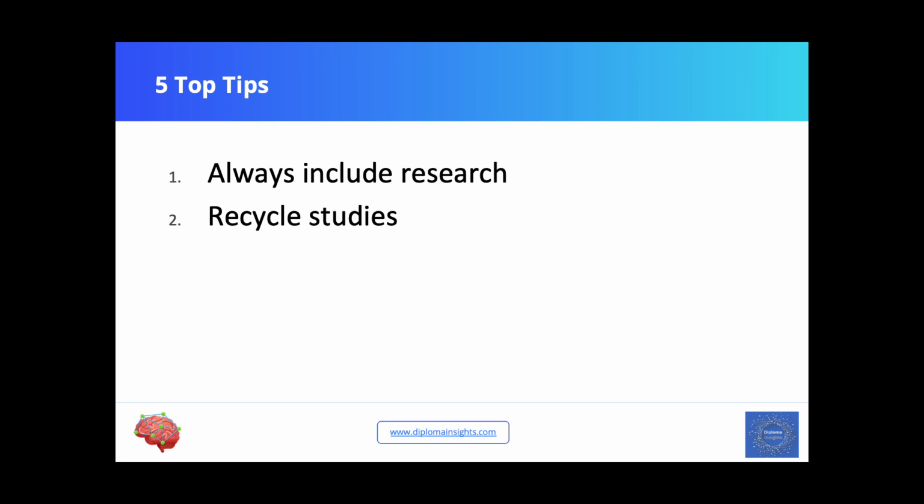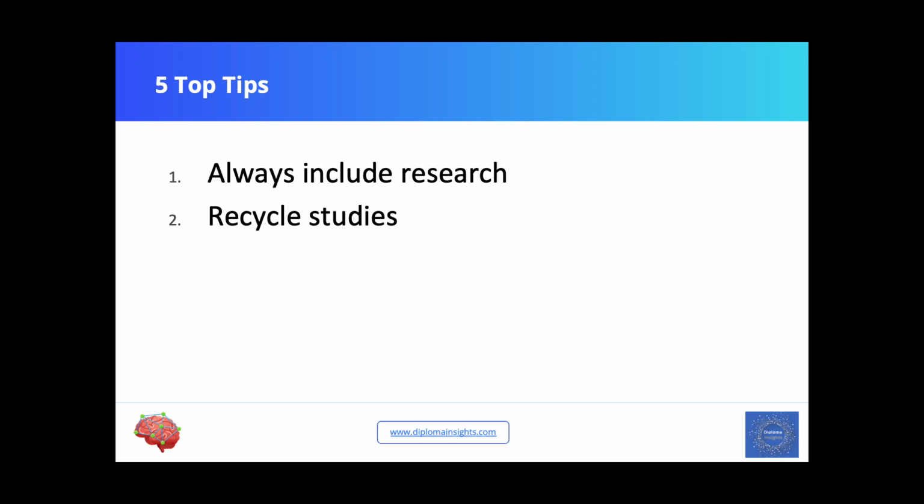So, top tips. First of all, always include research. Even if the question doesn't state it, you must include at least one study. Sometimes the question will explicitly say one study only, and if it doesn't, you can include more, but you do have a short amount of time to write SAQ, so you really don't want to be including more than one study. One study would be enough for your short answer question responses.